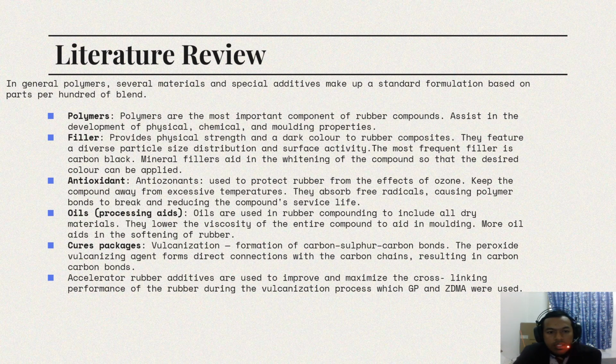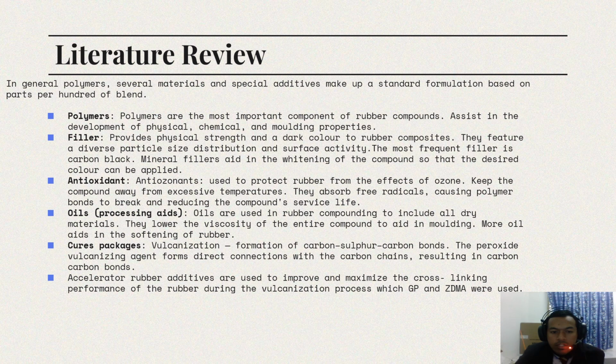In general, polymer, several materials and special additives make up a standard formulation based on parts per 100 of blend. So first is polymer, which is the most important component of rubber compound, which assists in the development of physical, chemical and molding properties. Second, filler, which provides physical strength and a dark color to rubber composite. They feature a diverse particle size distribution and surface activity. The most frequent filler is carbon black. The mineral filler aids in the whitening of the compound so that the desired color can be applied.